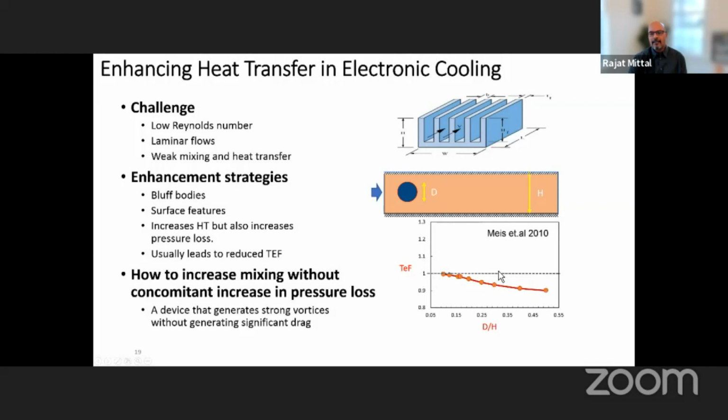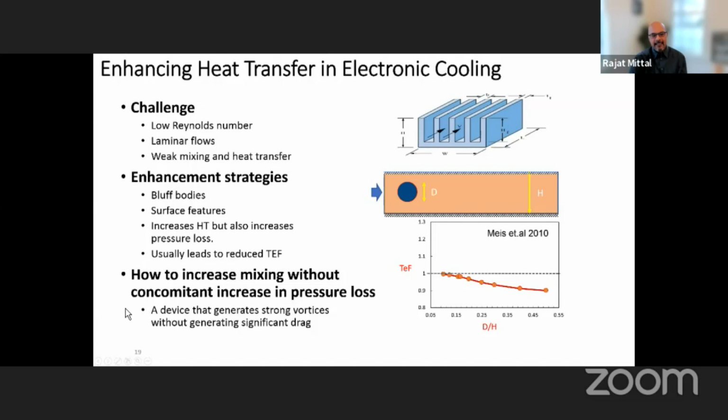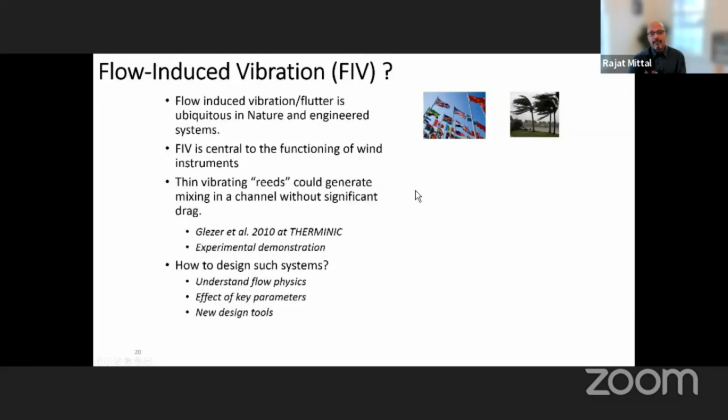So here I picked up these results from some previous work that's been done. The basic idea that our team pursued was: can we use flow-induced vibration as a way to enhance heat transfer? If you can increase mixing without increasing the pressure loss, then you can enhance heat transfer and increase the efficiency of heat transfer. So the idea was, can we use flow-induced flutter as a way to enhance heat transfer?